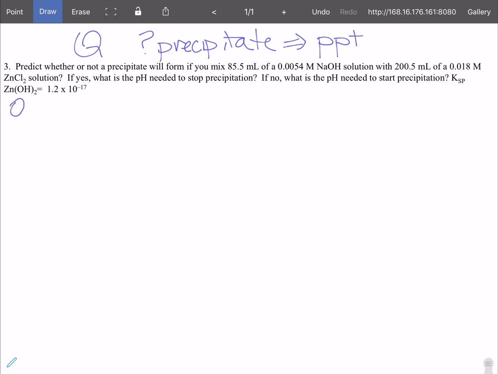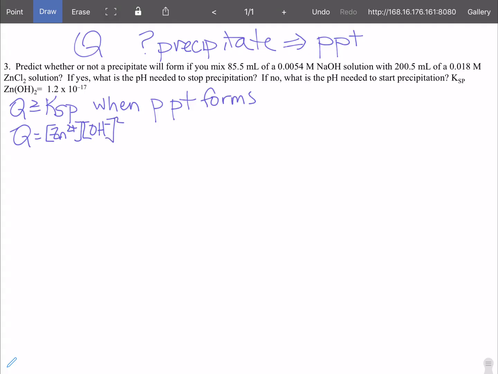Now remember, Q is equal or greater than KSP when a precipitate forms. So in this case, the question is whether it will form or not. So what we have to do is get a Q value, and Q, remember, has the same form as KSP. We're doing zinc hydroxide, so this is zinc 2 plus times hydroxide minus squared, and we're given the value right there. So then the question is we're mixing sodium hydroxide, which gives us our hydroxide, plus the zinc chloride solution.